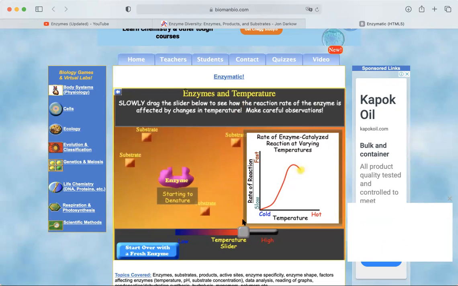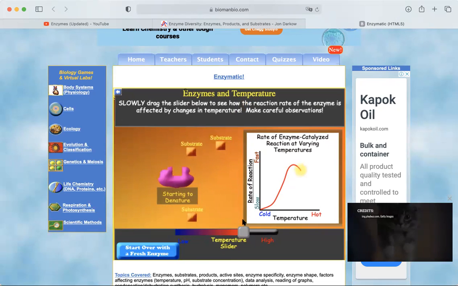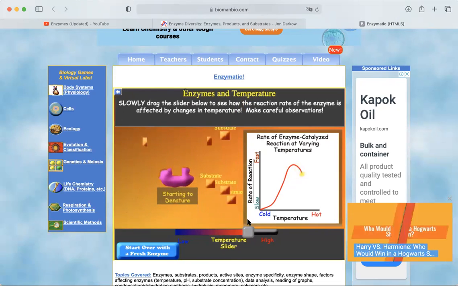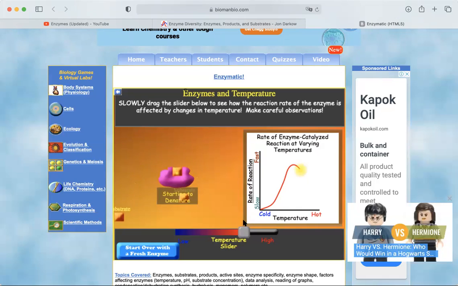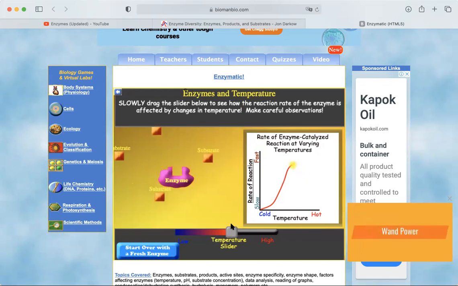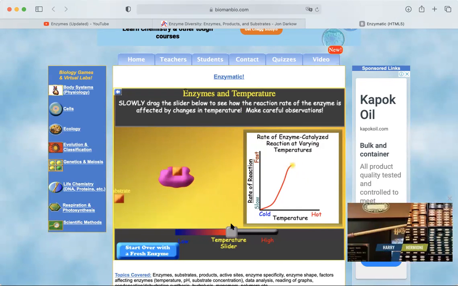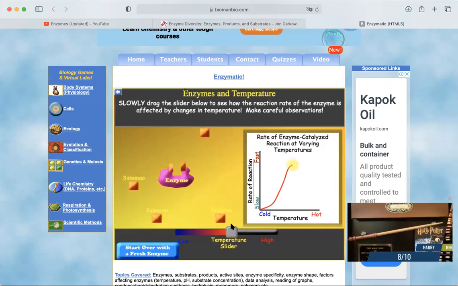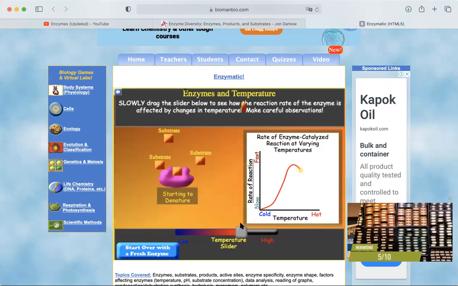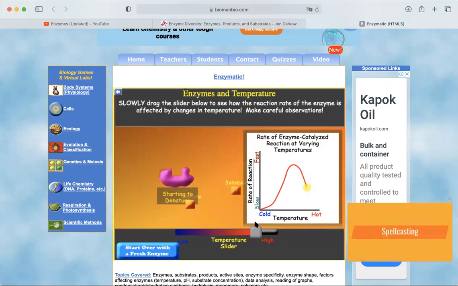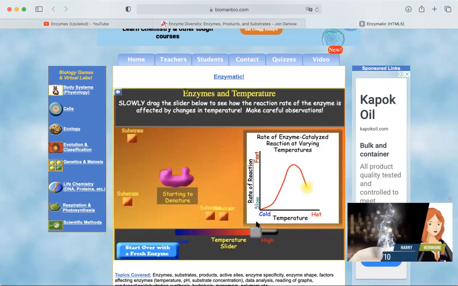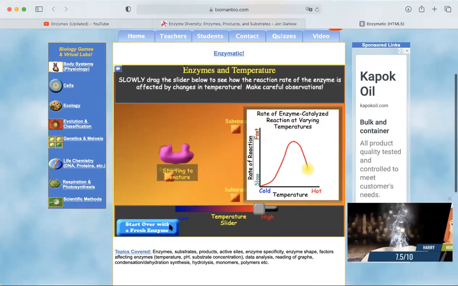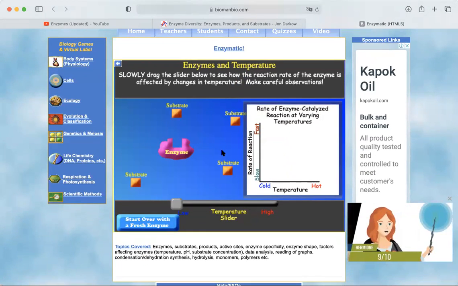But if the temperature gets too hot, the enzyme starts to denature. And what that means is at too hot of a temperature, the enzyme doesn't work anymore. It loses its shape, so the substrate cannot bind to it as well. So what this is showing is that to a certain extent, an increase in temperature increases the rate of the reaction. But if temperature gets to be too much, the enzyme will denature, and that means it will change or lose its shape and not be able to function anymore. You can start over with a fresh enzyme, and that's pretty much it.